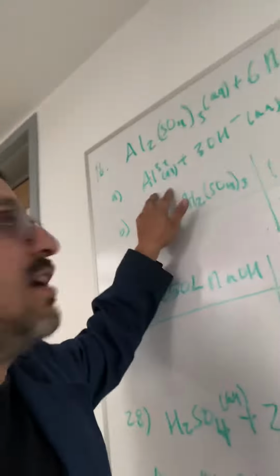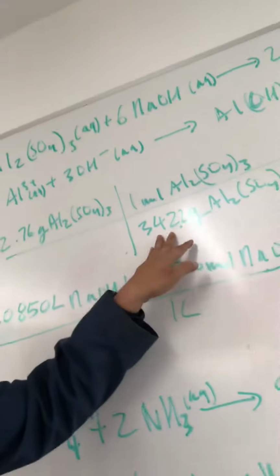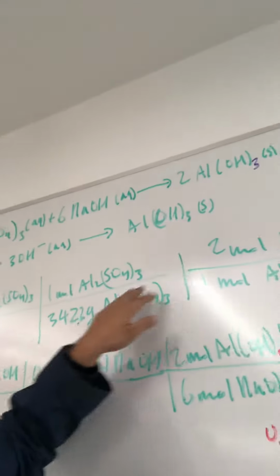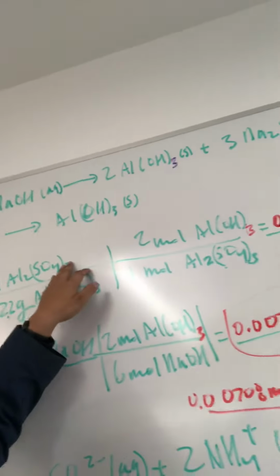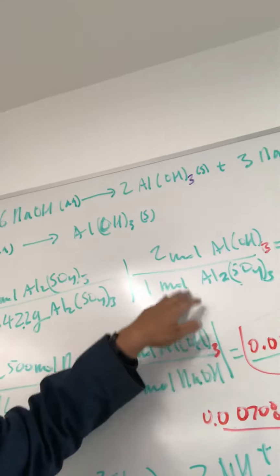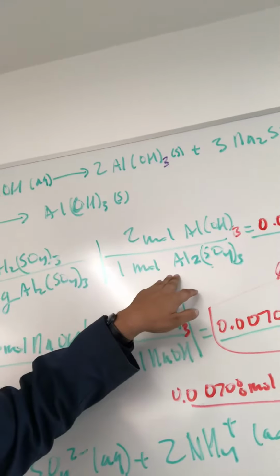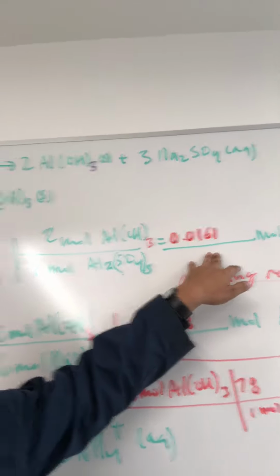So here it is. They gave us the mass of aluminum sulfate. You have to use the molar mass, and then you find the moles of aluminum sulfate. Then you use the balanced equation to figure out how many moles of product. So there's 2 moles of aluminum hydroxide for every 1 mole of aluminum sulfate, which gives us 0.0161 moles of aluminum hydroxide. Okay, let's check the other one.